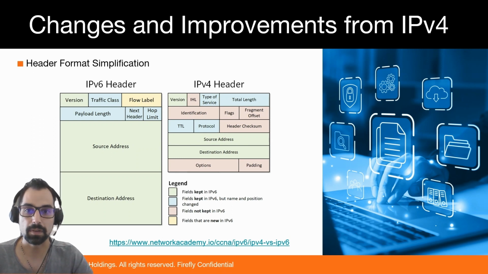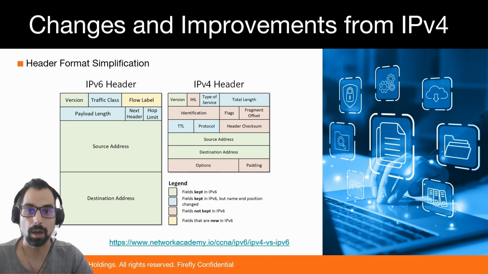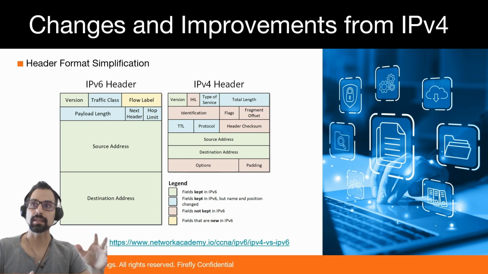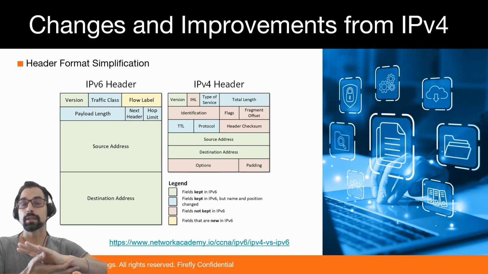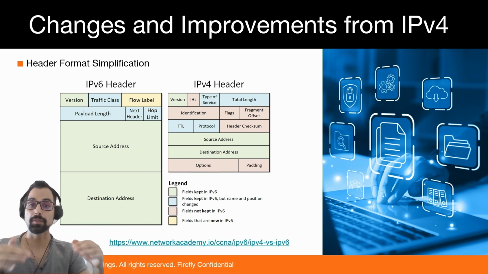If you see in IPv4, we had a lot of things that are no longer kept in IPv6, like options, padding, header checksum, flags, identification, fragment offset. A lot of things have been simplified. It's not that they won't be somehow in IPv6, but the idea is just to add them if you really need them.